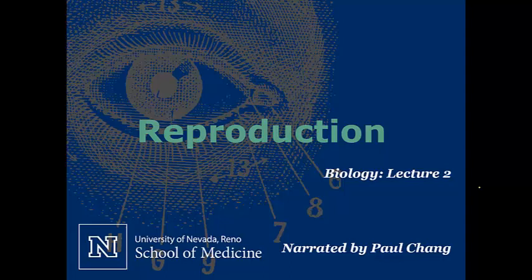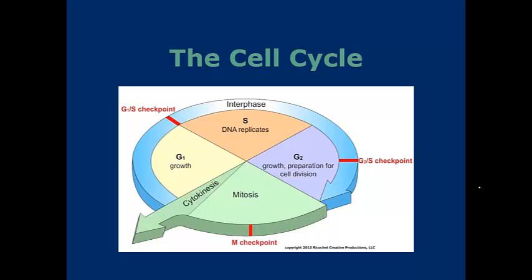Biology Module Lecture 2, Reproduction. The first thing we're going to go into when we talk about reproduction is the cell cycle, which is comprised of 4 divisions. The first one we'll go into is G1, called G because it is growth 1.